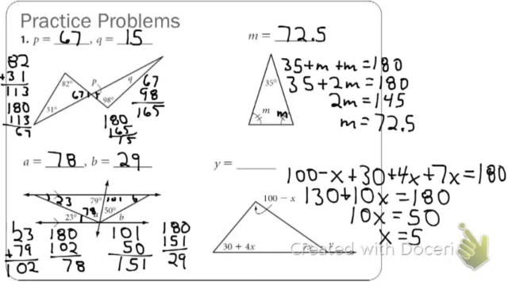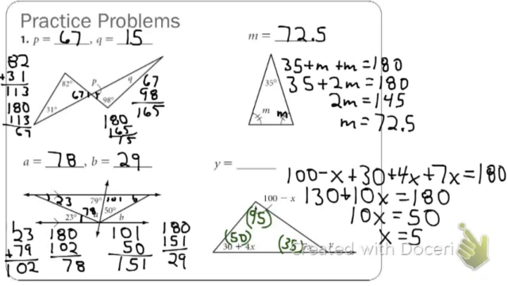Now, I'm going to plug that in to all my angles just so I can see what I have to deal with. And so I get 35 here, 95 here at the top. 30 plus 4 times 5 is 50. Quick check to make sure that adds to 180. 50 and 35 is 85, plus 95 is 180, so I'm good there.